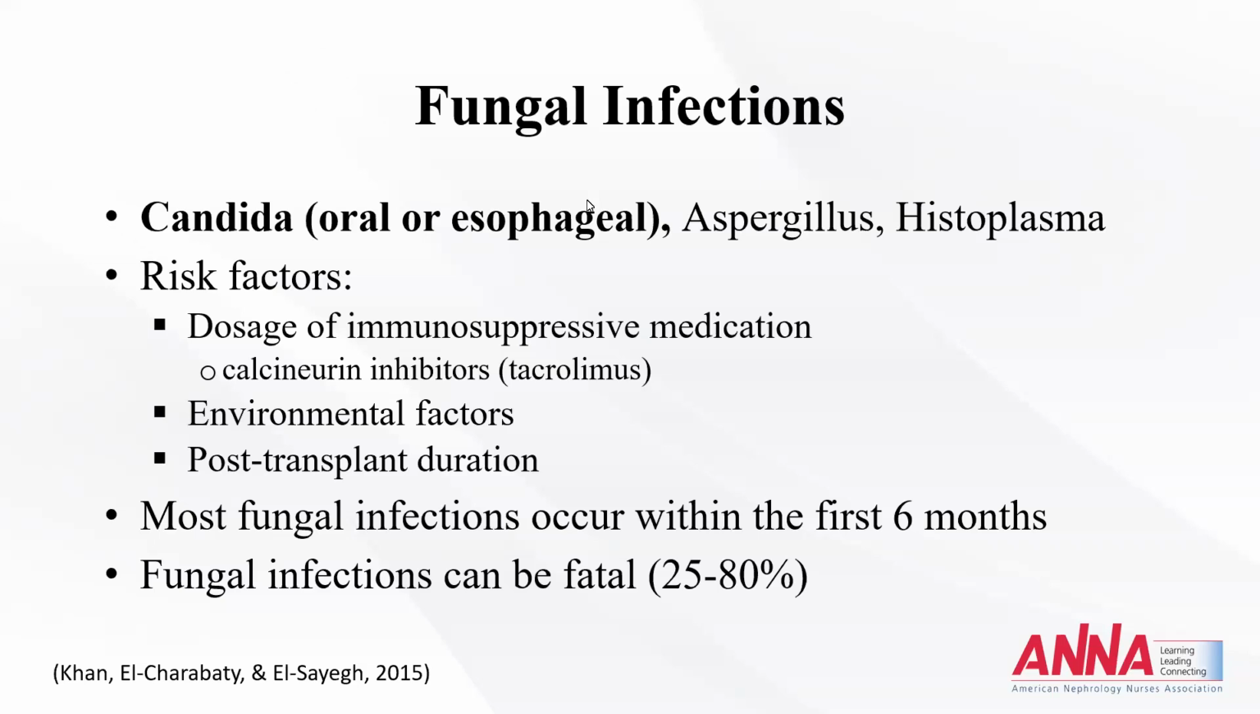They're going to occur within your first 6 months. Why? That's when your immunosuppression is the highest. That's when we see this, and it can be fatal. If it gets into the blood and you have fungemia, it gets very scary. It can be as fatal as 25 up to 80% of the population that get this in the blood.